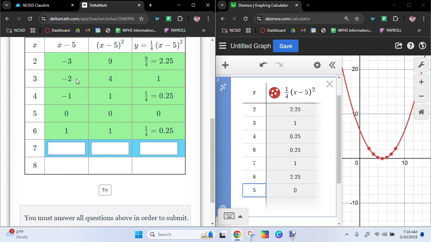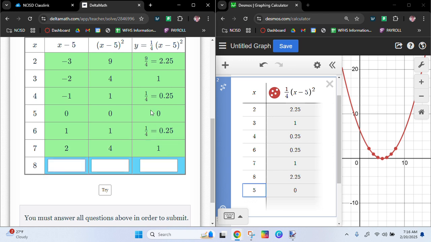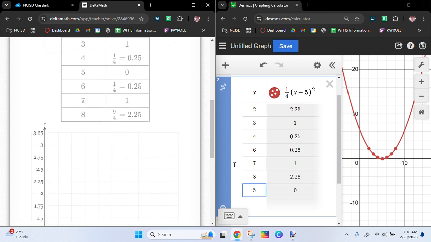Okay, so now where it was negative 2, this would be positive 2. Where it was negative 2, it was positive 4, which it would be positive 4 here as well, because 2 squared is 4. And then 1/4 times 4 is 1. And finally, we have 8 minus 5, which gives me 3. 3 squared is 9. And 1/4 of 9 is 2.25. And there we go. That is our table.